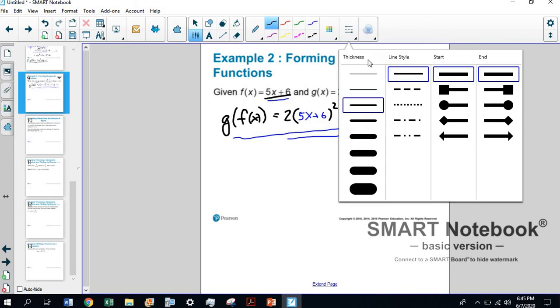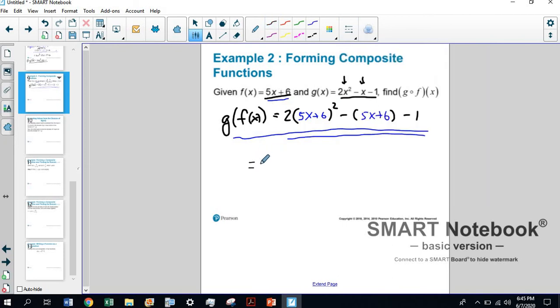We need to simplify, and remember when we do that, that we have to use your Dear Aunt Sally rules, which means exponents come first. So this is going to be 5x plus 6 times 5x plus 6. Don't distribute the 2, but FOIL this guy out first. Okay? Distribute the negative sign, you get 5x minus 6 minus 1.